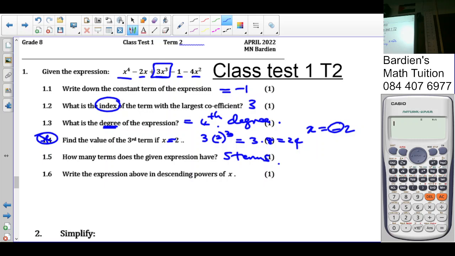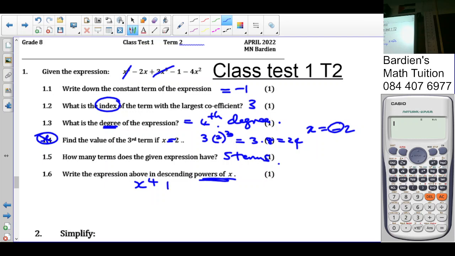Then the question is, write the expression above in descending powers of x. People, what is descending order? Biggest to smallest. Ascending? Smallest to biggest. So descending powers of x, the highest power of x here is what? 4. So the highest power of x is 4. Can you see that, people? So I write that down first. So it's x to the 4. What is then the second biggest? x cubed. Can you see this?